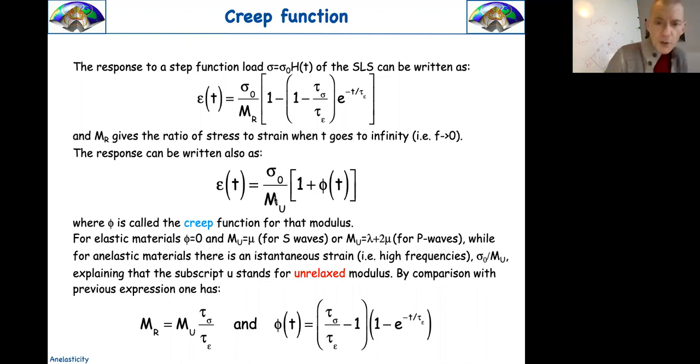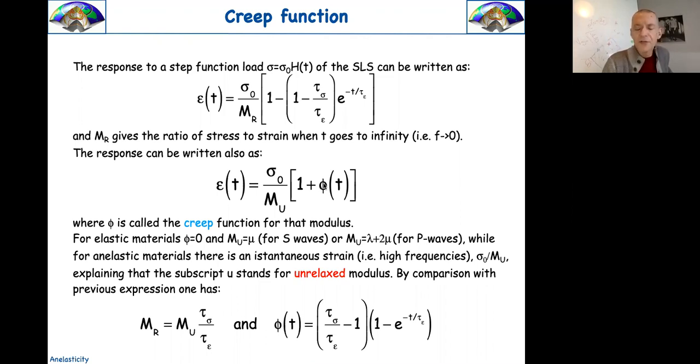And an expression like this, from the first expression that you've seen there, can be written from that equation also like that. You see this ratio here. And the Zener's example that we discussed a few minutes ago is just one case here. So you can rewrite this in terms of this.